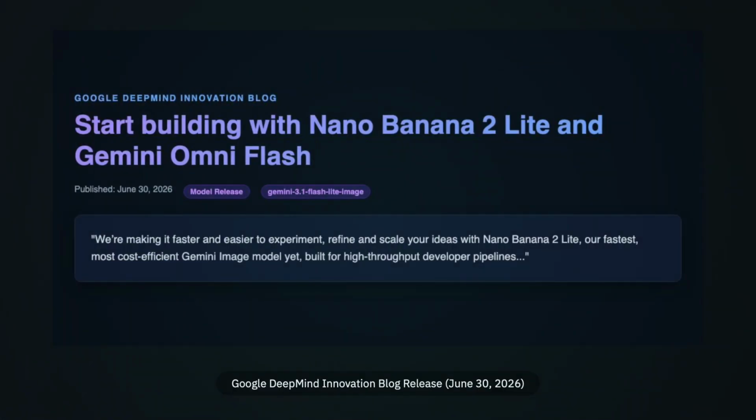Released on June 30th, 2026, Nano Banana 2 Lite, officially known as Gemini 3.1 Flashlight Image, is built for high-throughput, low-latency applications. It is designed to replace the legacy version, cutting API costs by 60% and generating images nearly 3 times faster. Google achieved this by using distilled neural architectures and optimized weights, allowing developers to generate hundreds of drafts for the cost of a single standard run. However, this speed comes with a significant trade-off in detail resolution.